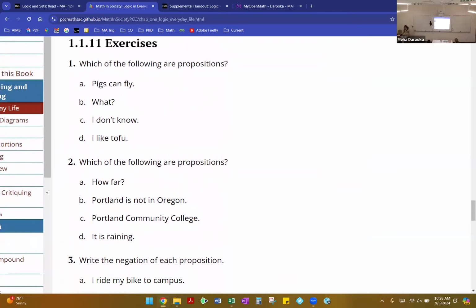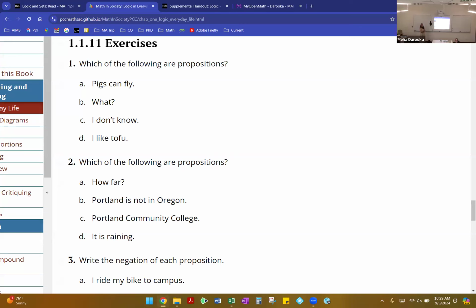Let's do an example from each of these as a quick review. Let's do number 2. How far? Is that a proposition? Let's see if you remember what a proposition is. Can we classify that as a proposition? If not, just scroll up to the top of the page and you'll see the definition for propositions. Why not? Question? Very good.